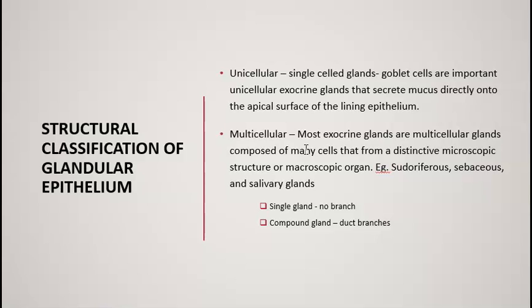Another classification is based on branching. If it has no branch, it is called a simple gland. If it has branches, it is called a compound gland. So simple and compound glands. The exocrine glands can be classified as unicellular or multicellular, and based on branching as either simple or compound glands.